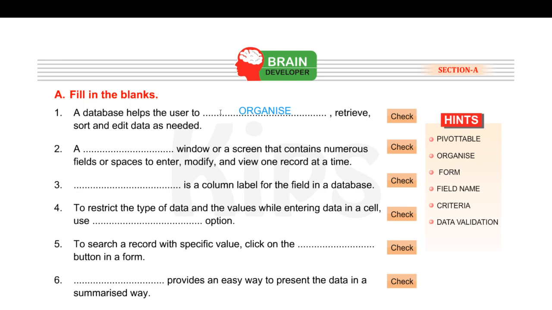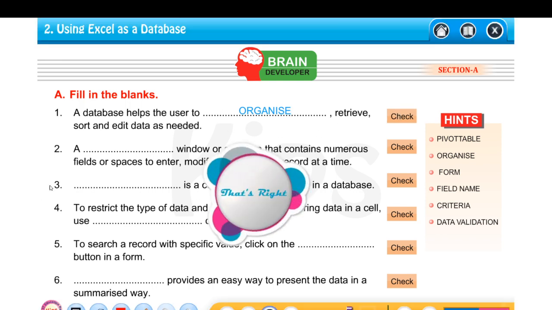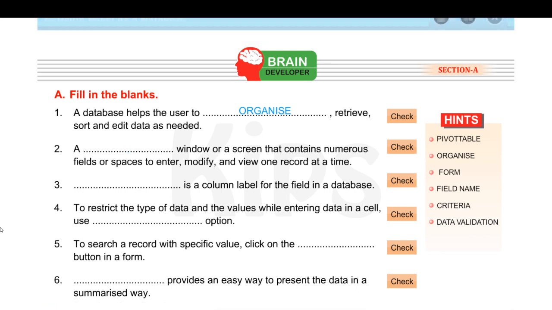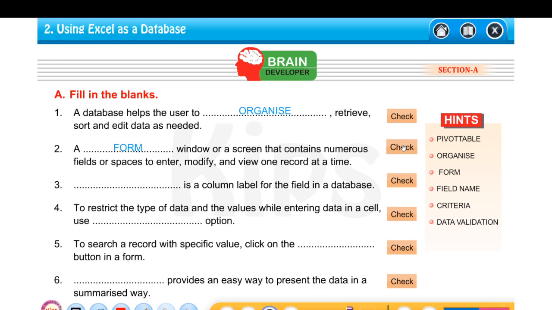Okay, children, now check this. It's correct. Now, the second one. A dash, a window or screen that contains numerous fields or spaces to enter, modify and view a record one at a time, children, one at a time. So it is form. Through the form you can see one record at a time. If you want to see the roll number 1 record, you can see it through the form window. So write down form, and check your answer.